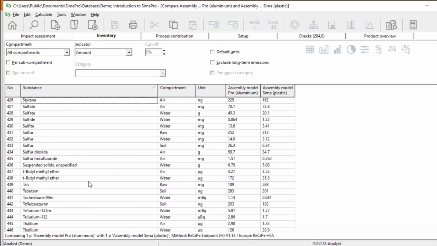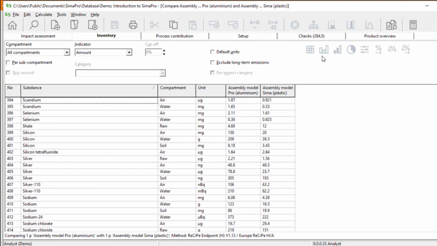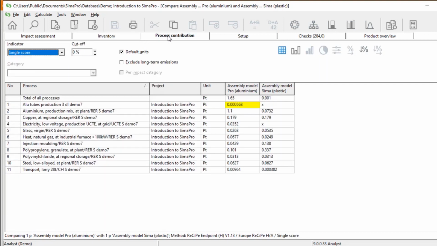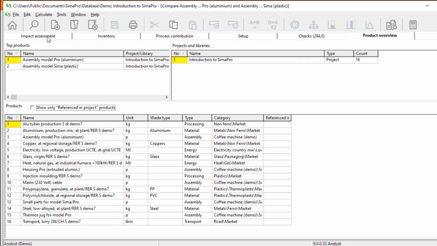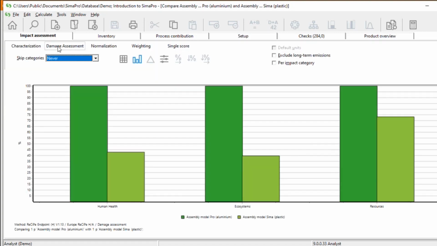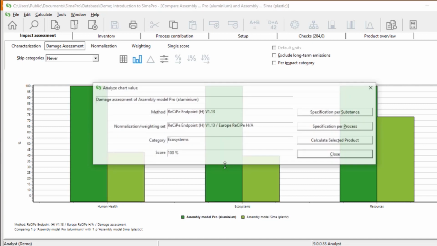Okay, you can go through all these things. I'm not making it bigger, so you can understand what I'm trying to say. So the process contribution, you can see from all this process I have already discussed in my first tutorial in the SimaPro. And in impact assessment, you can do this damage assessment, you can do the comparison with, like, human health. It has more impact, this aluminum one, compared to the plastic one. In terms of ecosystem, this one has more impact.